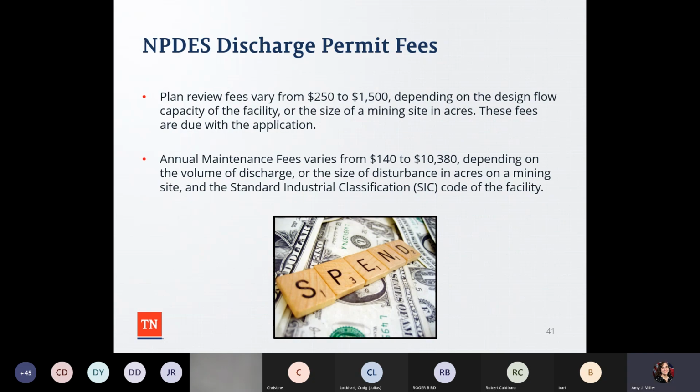So there are permit fees that can range from $250 up to $1,500, depending upon the design flow capacity of the facility, or the size of a mining site in acres. These fees are due at application. And again, there are maintenance fees that can range from minimal to $10,380, depending upon the volume of the discharge, the size of the disturbance in acres on a mining site, and the standard industrial classification code of the facility.